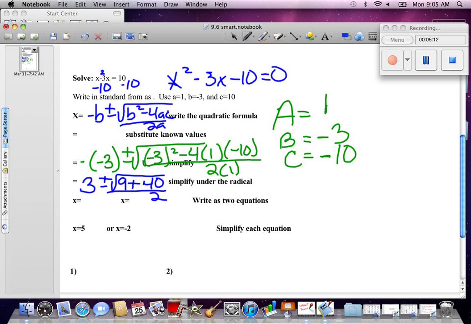Okay, you guys with me so far? What is 40 plus 9? Okay, so I'm just going to write it out here. 3 plus or minus square root of 49 all over 2. What is the square root of 49?